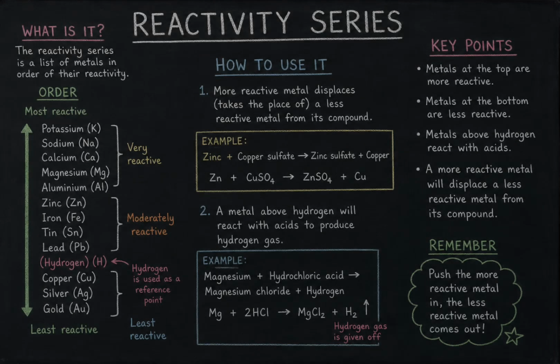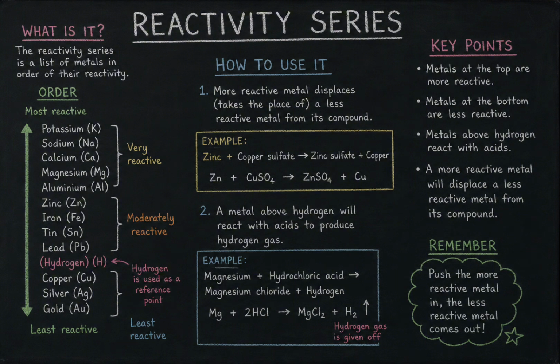Reactivity series. The reactivity series is simply a list of metals arranged from most reactive to least reactive. The order is potassium, sodium, calcium, magnesium, aluminium, zinc, iron, tin, lead, hydrogen, copper, silver, gold. The metals at the top react very easily. The metals at the bottom hardly react at all. Gold is one of the least reactive metals, which is why jewelry made from gold doesn't rust.